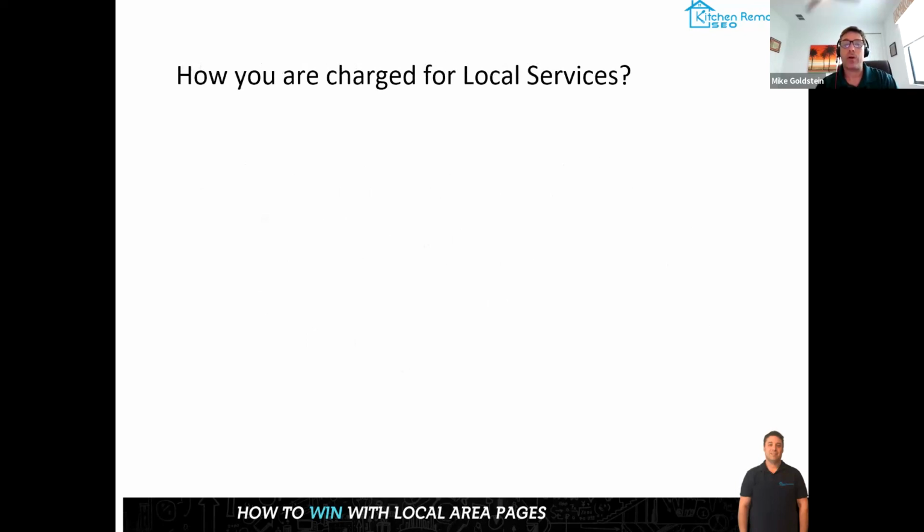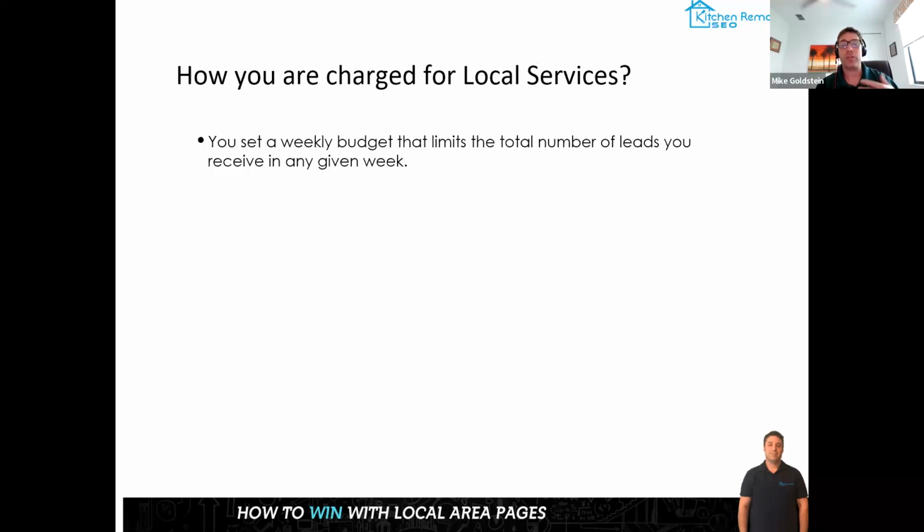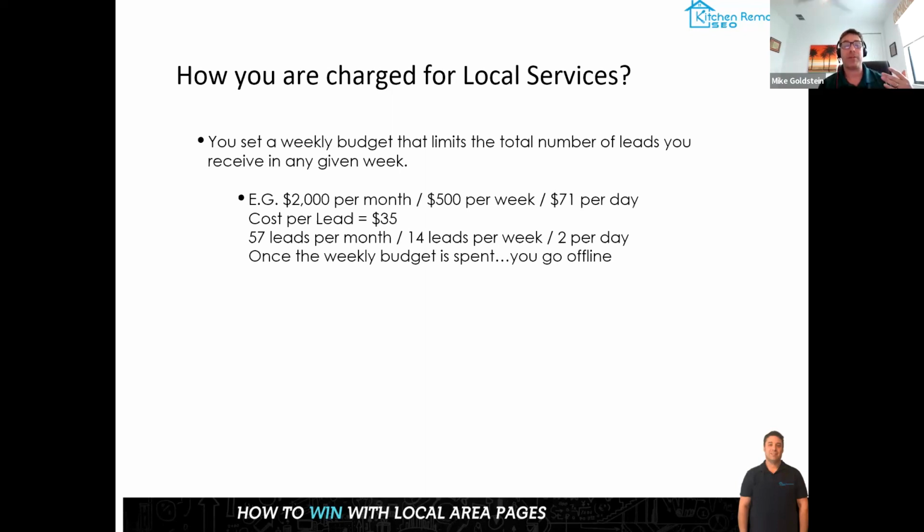So how are you charged for these ads? What's going to happen is you're going to set a weekly budget, and that's going to limit the total number of leads that you can get in any week. So you're going to tell Google, I only want to spend X amount. Once you have hit that amount, your ads are not going to be shown anymore. For example, let's say you've got a $2,000 a month budget. Well, what Google's actually going to ask you is, what is your weekly budget? So let's say that means you've got a $500 a week budget. It's actually a little bit less, 4.3 weeks in a month.